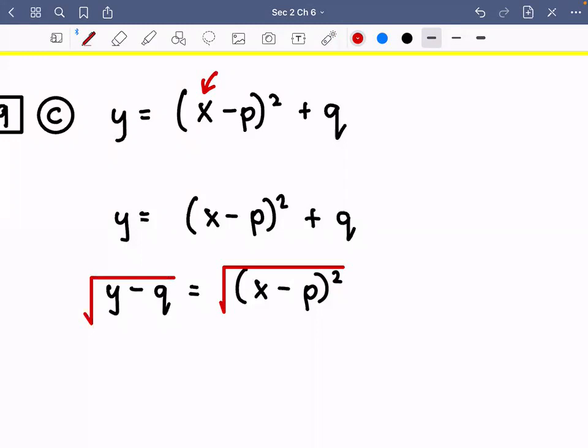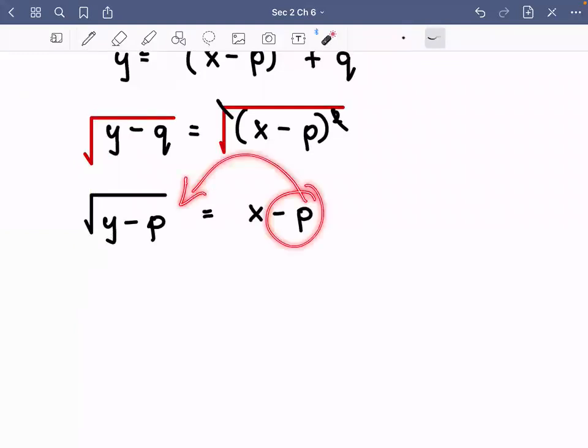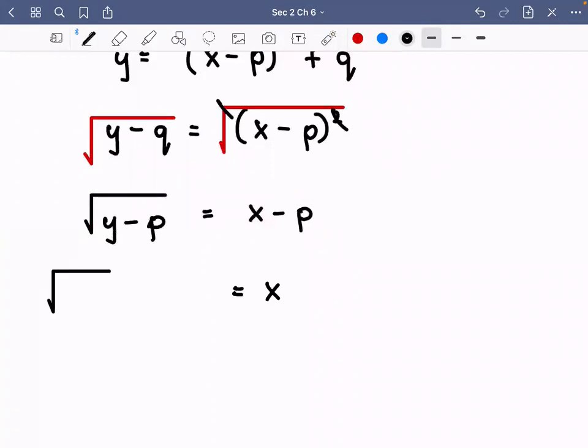Okay, so that cancels the square. I'm going to have x minus p only, equals the root of y minus q. My next step is to just transpose p. So x is equal to the root of y minus q, plus p. Okay, so that's your answer for number 8.